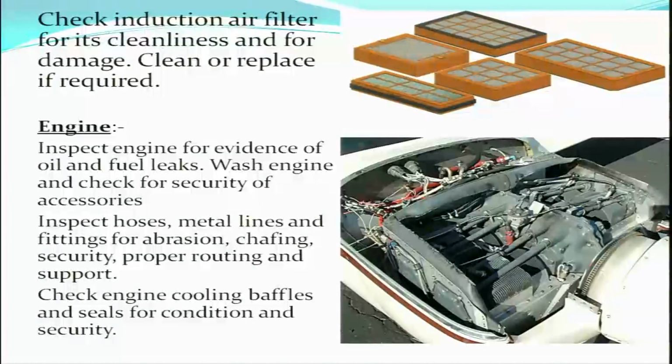Inspect hoses, metal lines and fittings for abrasion, chafing, security, proper routing and support. All the hoses, you can see this is the engine here, all the orange colored hoses, these are the hoses. All the hoses need to be inspected. All the metal lines, you can see here, these are the metal lines, the fuel lines. All the metal lines need to be inspected for abrasion, chafing, security, proper routing and support.